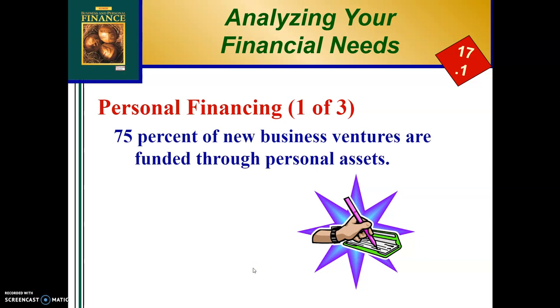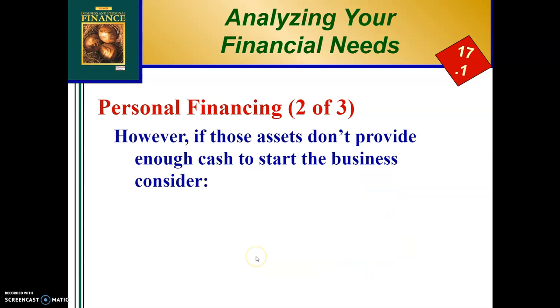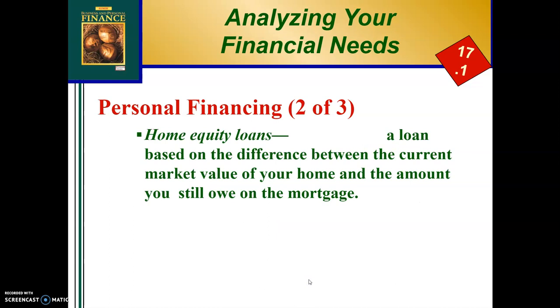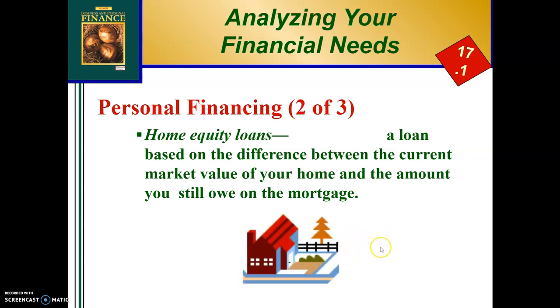There's also personal financing. Now, 75% of new business ventures are funded through personal assets. However, those assets do not provide enough cash to start the business, so one might consider consumer loans, which are secured with personal collateral or some item to hold the individual accountable for the loan and the money that's been borrowed. And we also want to consider home equity loans. If you are a business owner who owns your own home, you can borrow against the equity of your home. This is a loan based on the difference between the current market value of your home and the amount that you still owe on the mortgage. So another option if you are a homeowner.